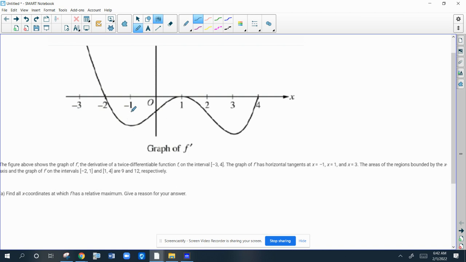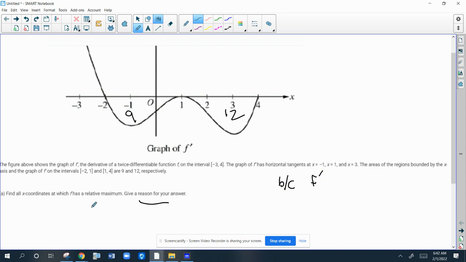This area is 9, and you can read this in the text down here. And we're trying to find, for part A, all the x coordinates at which f has a relative maximum. So this is a very simple question because the definition of a relative maximum, the reason, which I'm going to give right now, is the derivative.